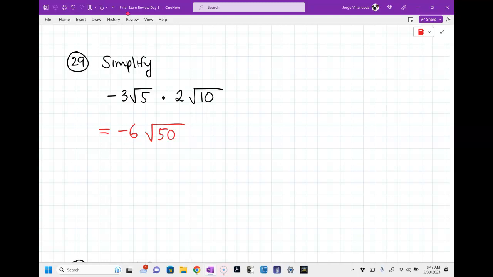So the square root of 50 doesn't have a square root, but you can rewrite 50 as 25 times 2. So it's negative 6 square root of 25 times 2. The square root of 25 is 5. This is going to come out. So this is negative 6 times 5 square root of 2. And negative 6 times 5 is negative 30 square root of 2.